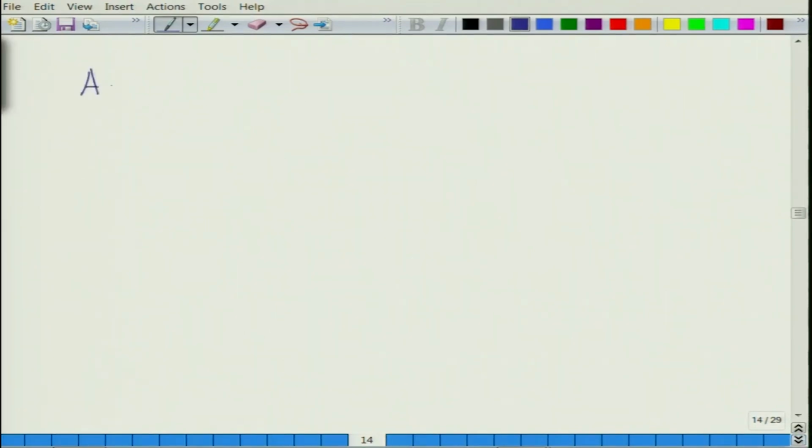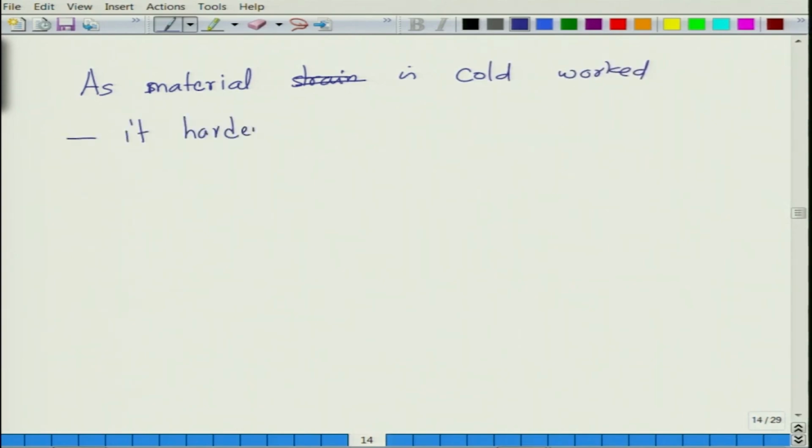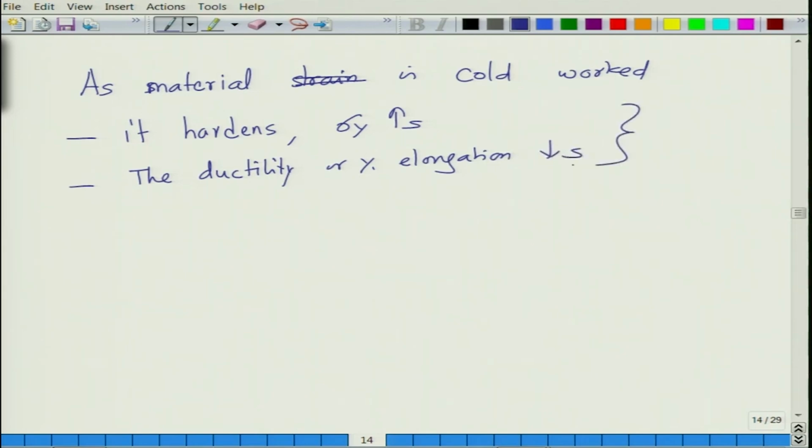So, as the material is strained, as the material is cold worked, it hardens, that is sigma y increases, but at the same time the ductility or percentage elongation decreases. So, basically it becomes harder and less ductile.